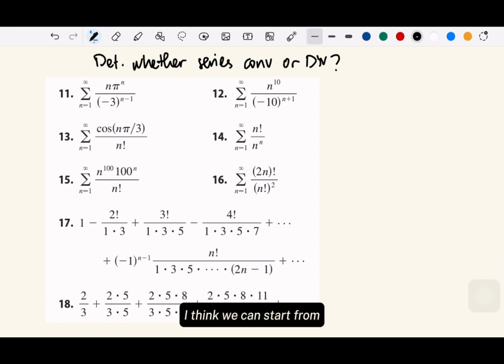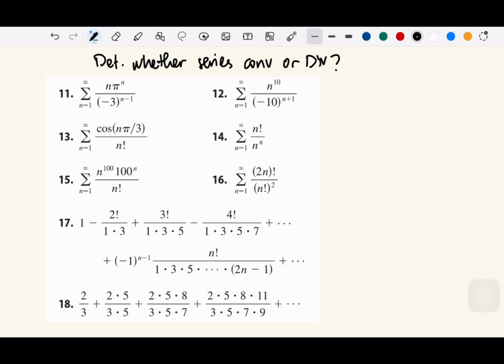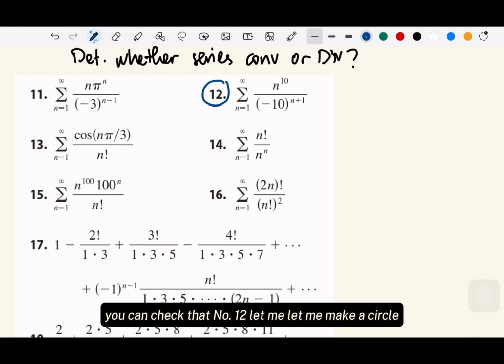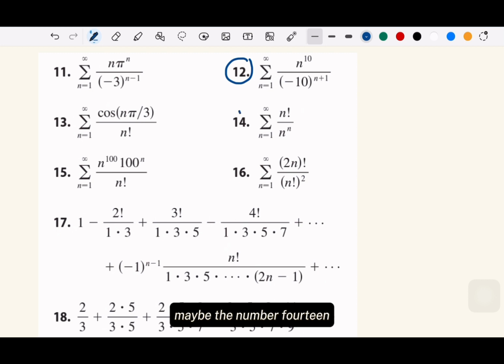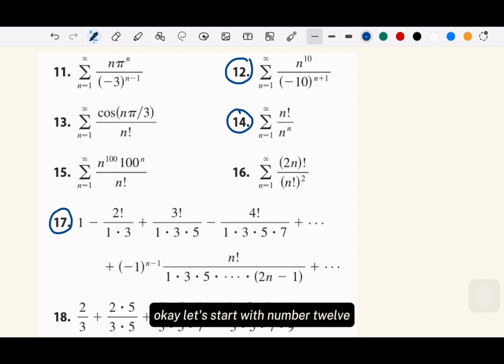I think we can start from number 12. If you look at number 12, you could start from there. Okay, number 12, you can check that. Number 12, let me make a circle. The one that we might, maybe number 14. And what else? Maybe number 17. Okay, let's start with number 12.